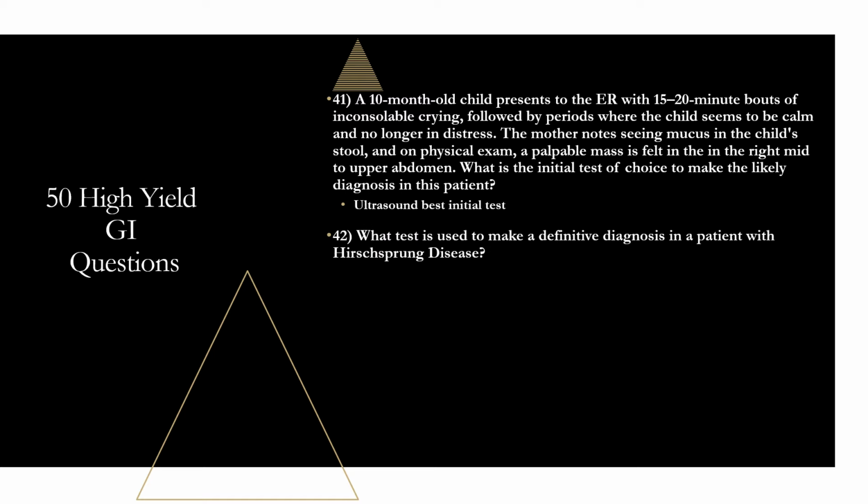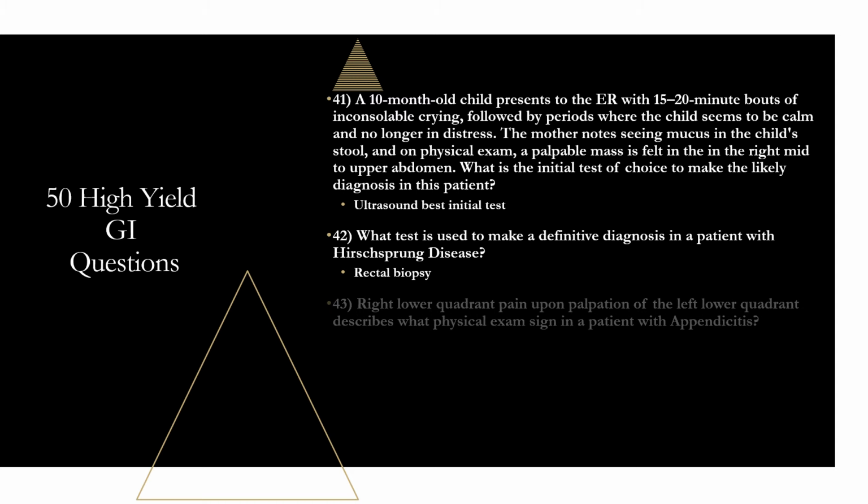Question 42, what test is used to make a definitive diagnosis in a patient with Hirschsprung disease? So for a patient with Hirschsprung disease, to make a definitive diagnosis, that's going to be your rectal biopsy, and it's going to show an absence of enteric ganglion cells. So rectal biopsy for that.